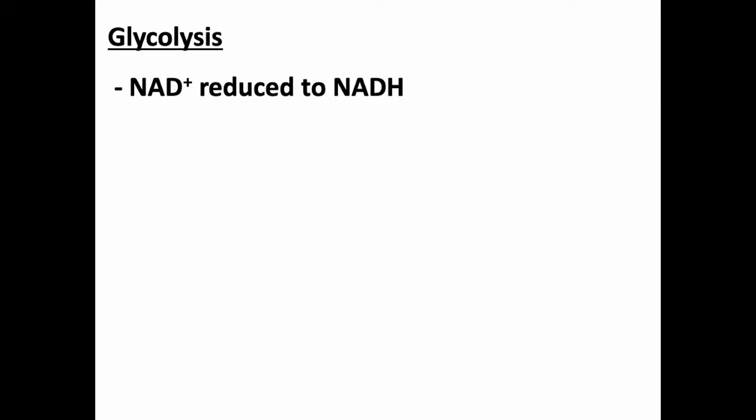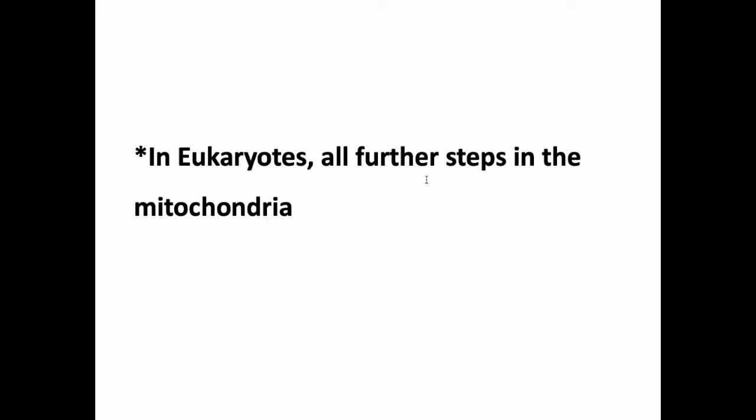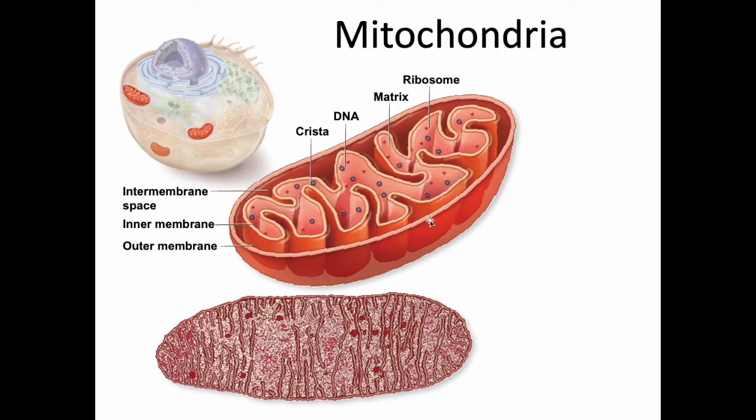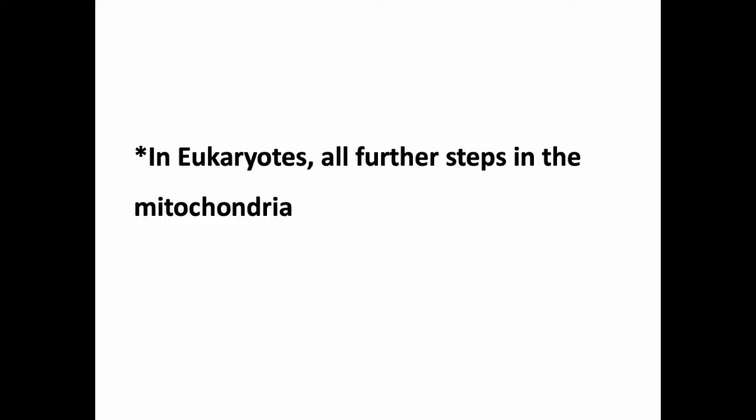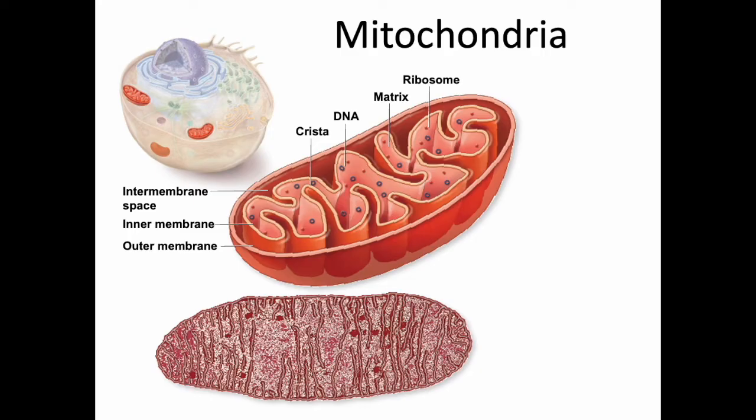And I should note, this part of cellular respiration, glycolysis, takes place in the cytoplasm of a eukaryotic cell. I'm pointing this out now because in eukaryotes, everything else after glycolysis is going to take place in the specialized organelles called mitochondria. So glycolysis is in the cytoplasm. In eukaryotes, which have mitochondria, all further steps are going to happen in mitochondria. So glycolysis in the cytoplasm, everything else in the mitochondria.